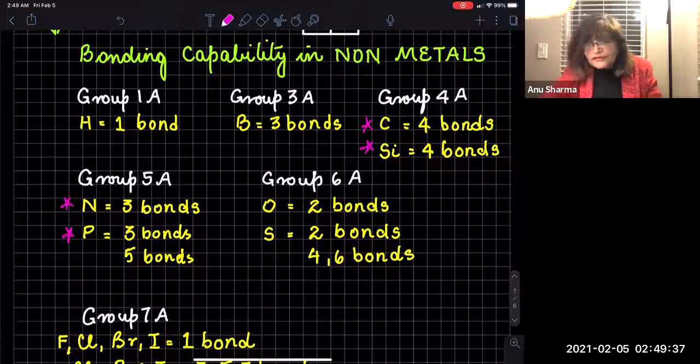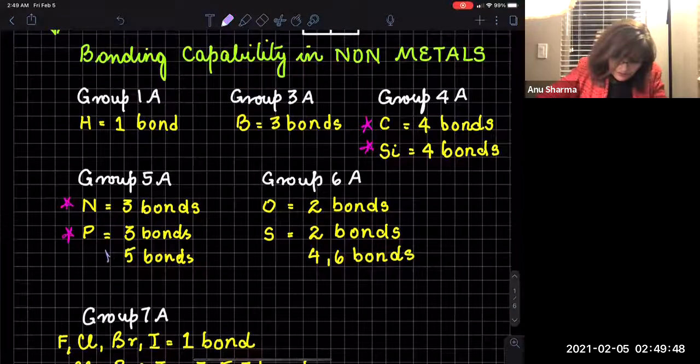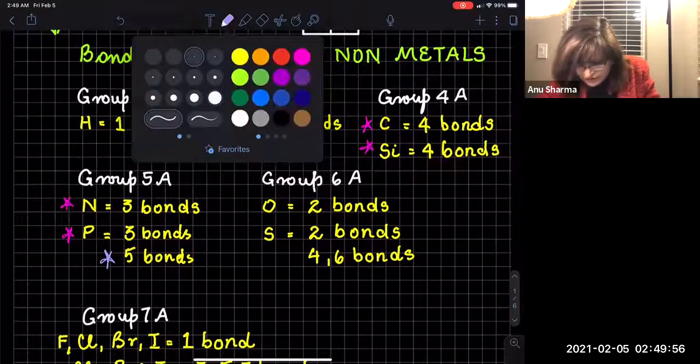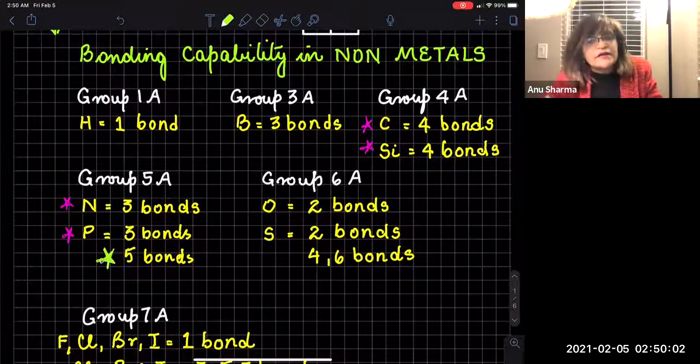But phosphorus can defy the octet also. And let me put that in a different color. Phosphorus can defy the octet. So here, phosphorus is defying the octet. Let me change it to some other nicer, brighter color. Okay, so here phosphorus can defy the octet.